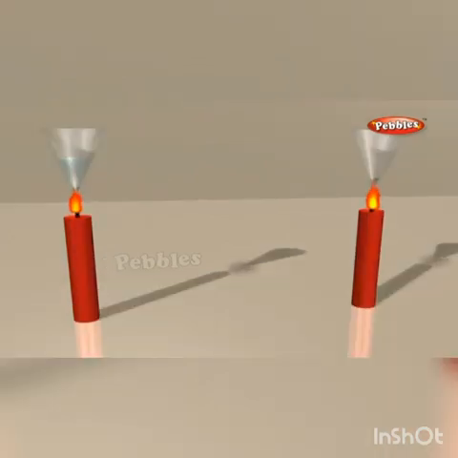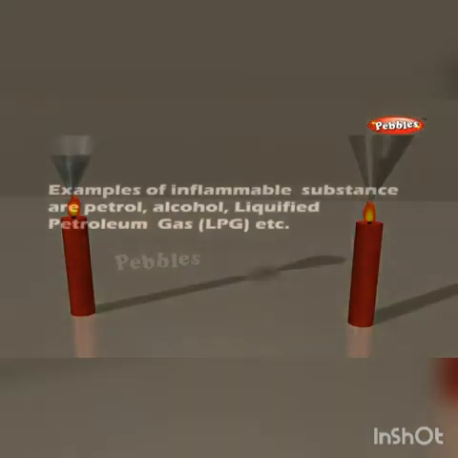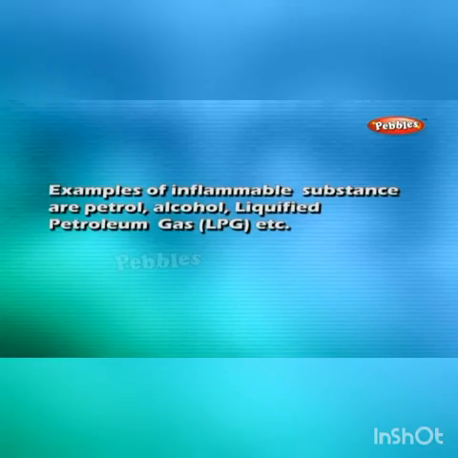So, in the presence of water, the ignition temperature of paper is not reached. Hence, it does not burn. The substances which have very low ignition temperature and can easily catch fire with a flame are called inflammable substances. Examples of inflammable substances are petrol, alcohol, liquefied petroleum gas, LPG, etc.